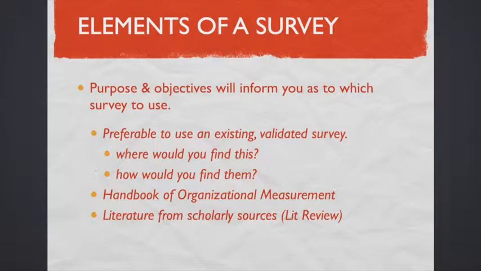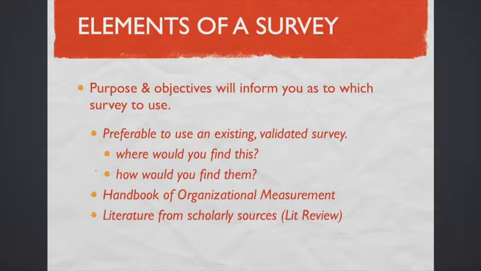Where would you find these and how would you find them? Well, you might find existing validated surveys in a couple of places. You might find them in sources like the Handbook of Organizational Measurement or from literature doing a lit review. If you're interested in engagement, you might go out into the research literature and look up the topic of engagement. Look for survey measures that actually measure the phenomena of engagement or the phenomena of diversity or the phenomena of transfer of training or the phenomena of orientation and socialization, organizational socialization, right? And you find those things from a review of the scholarly literature.